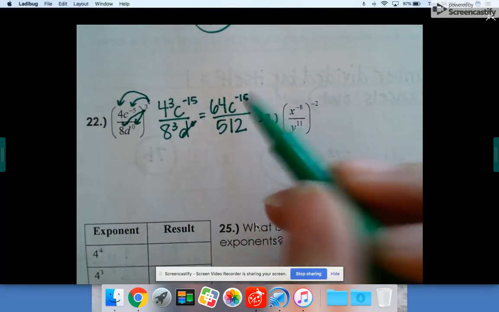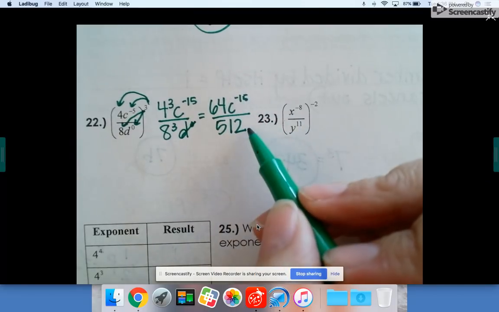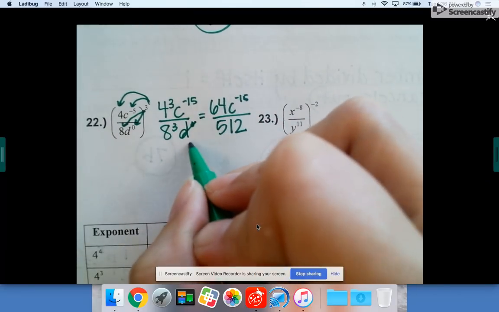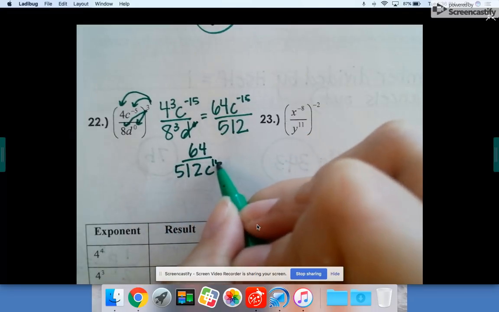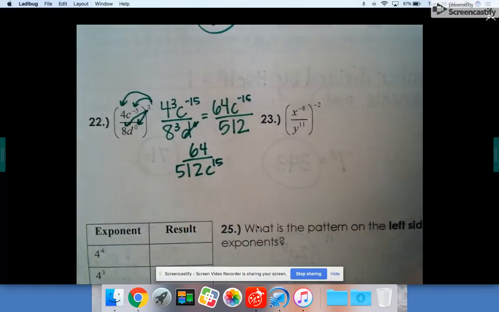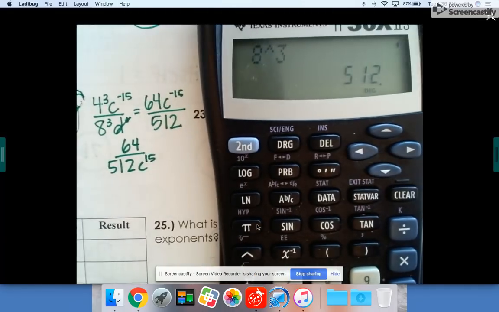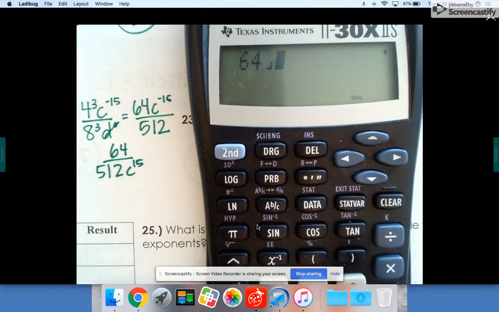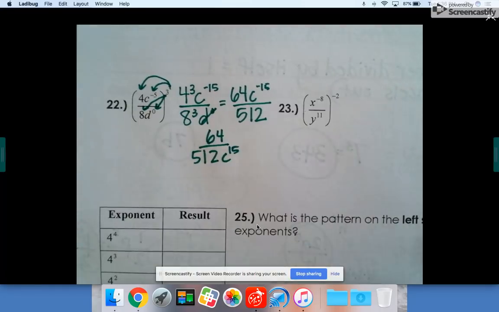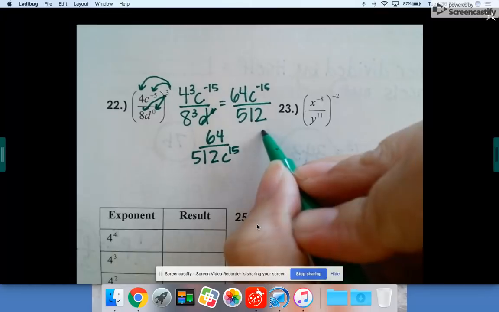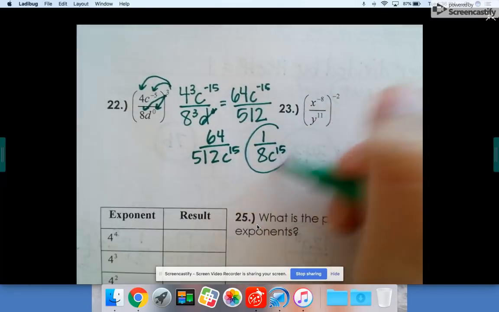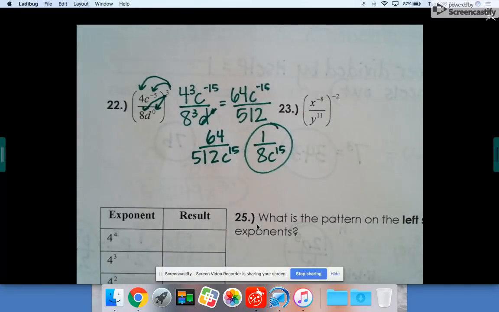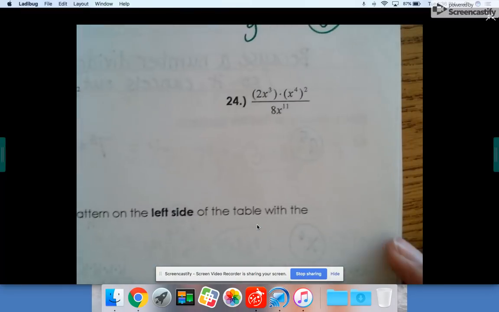All right, c to the negative 15 is going to have to flip to the bottom and become positive. So it's 64 over 512 c to the now positive 15th because we moved it to the bottom. And I don't know if 64 over 512 divides. Does it? I don't know. 1/8, yeah it is. So it's 1/8, so I'm just going to leave it 1/8 c to the 15. Okay, there's that one. 24.